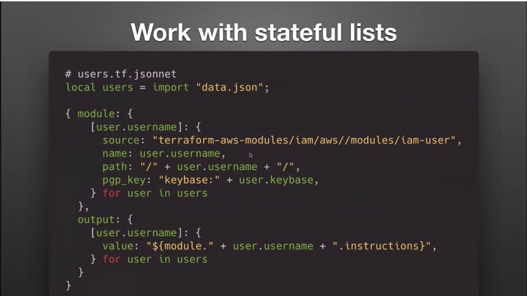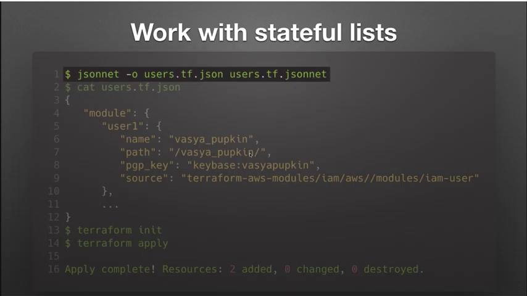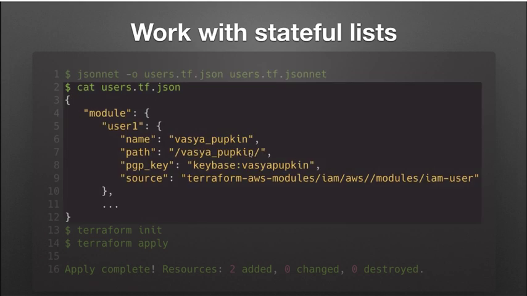So the output from this template will be like this. We run Jsonnet and execute this template and output into tf.json. And by the way, files with tf.json will be treated by Terraform natively. So Terraform works with HCL and with JSON transparently. You can mix and match these two formats. It's just fine. And the output will look like this.